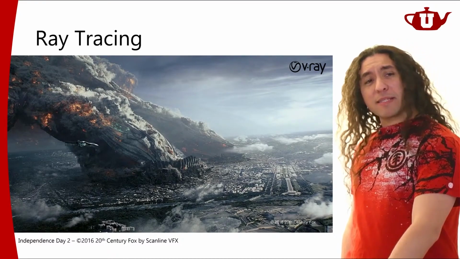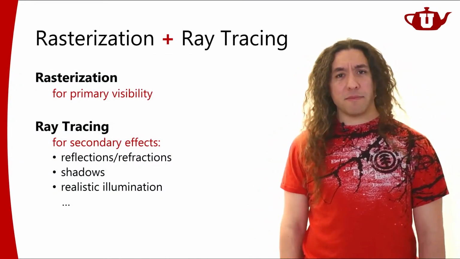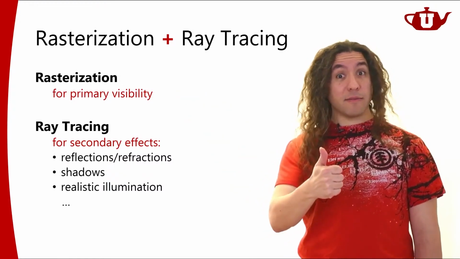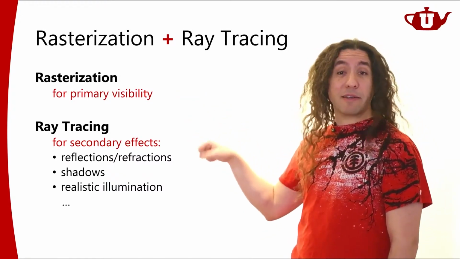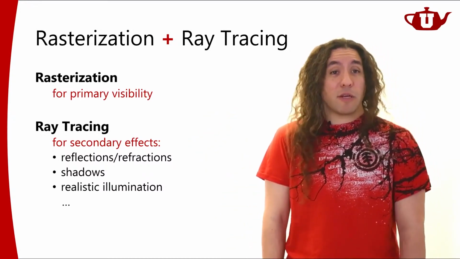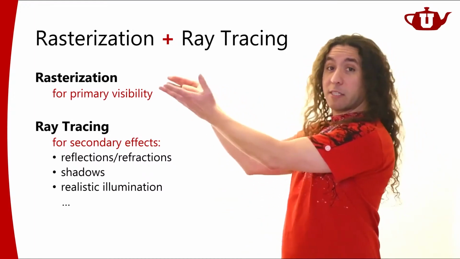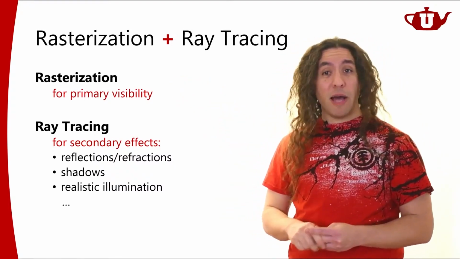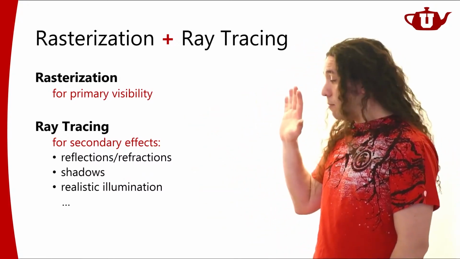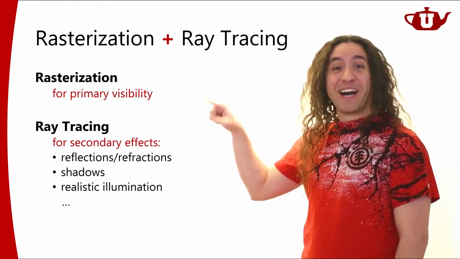So that brings another thing: why not do ray tracing plus rasterization? We can handle primary visibility using rasterization, which is fast, and then we can handle secondary effects like reflections, refractions, shadows, and realistic illumination, all that stuff, using ray tracing, right? Does that make sense? We use the fastest method for primary visibility, and then we use ray tracing to do all the rest. This is a great idea. Actually, this is a very popular thing today, because that's what our GPUs are capable of doing.